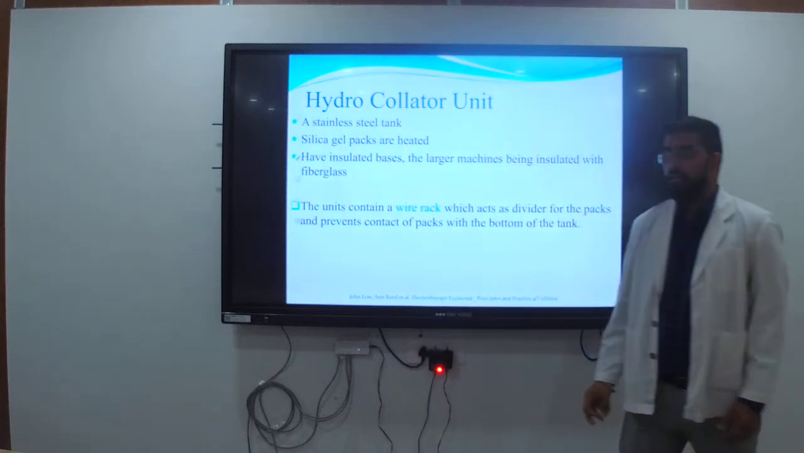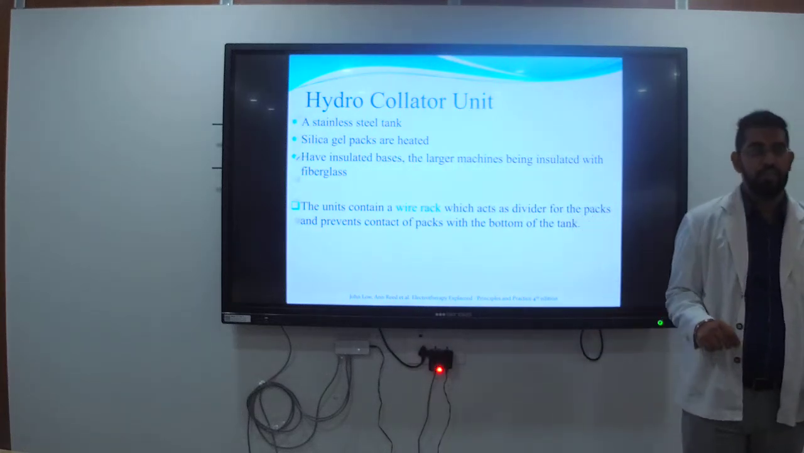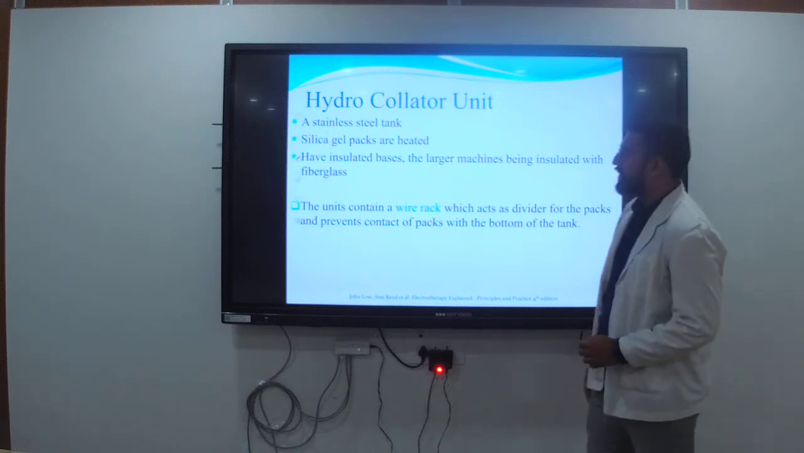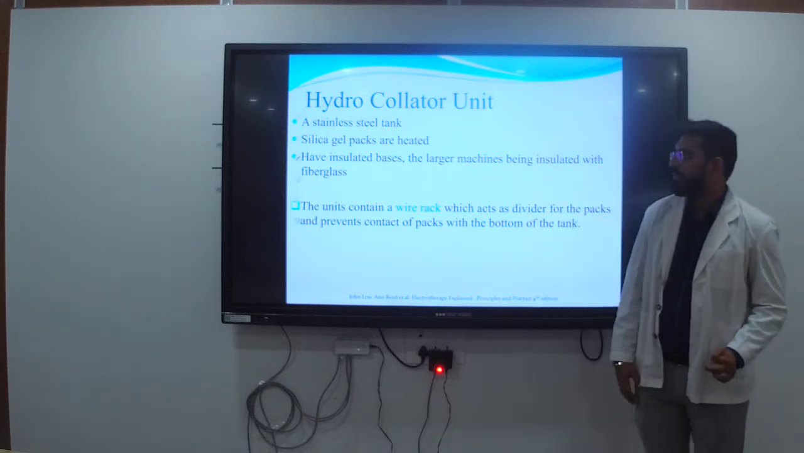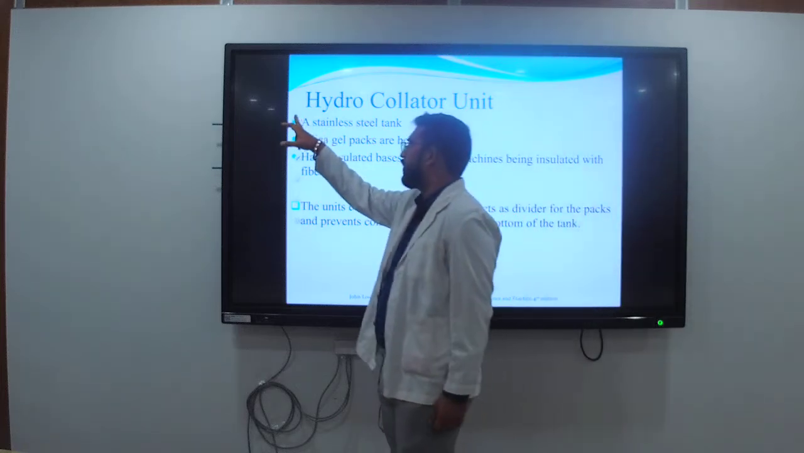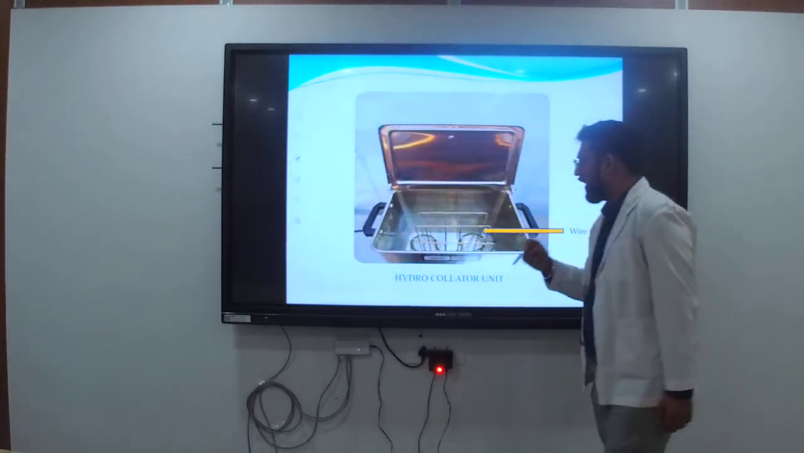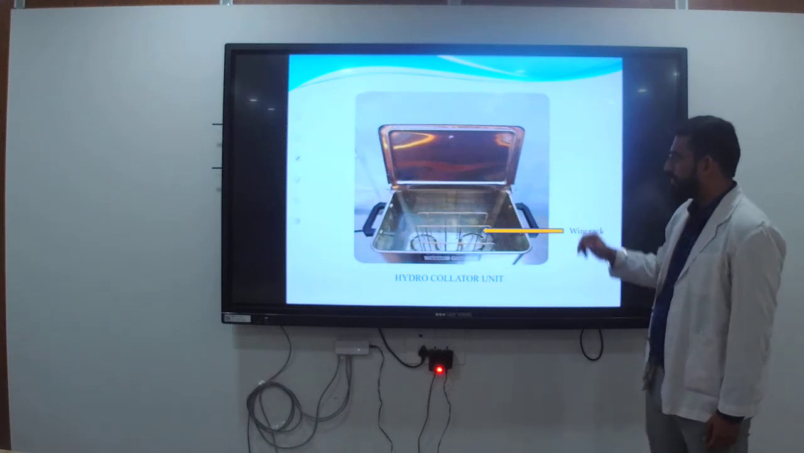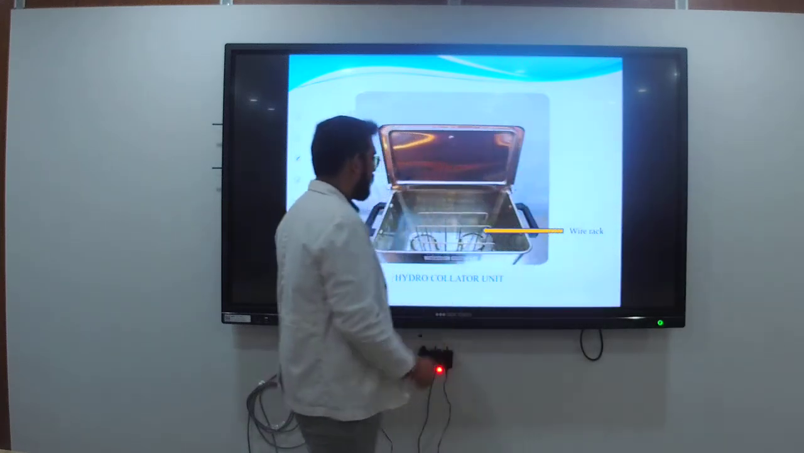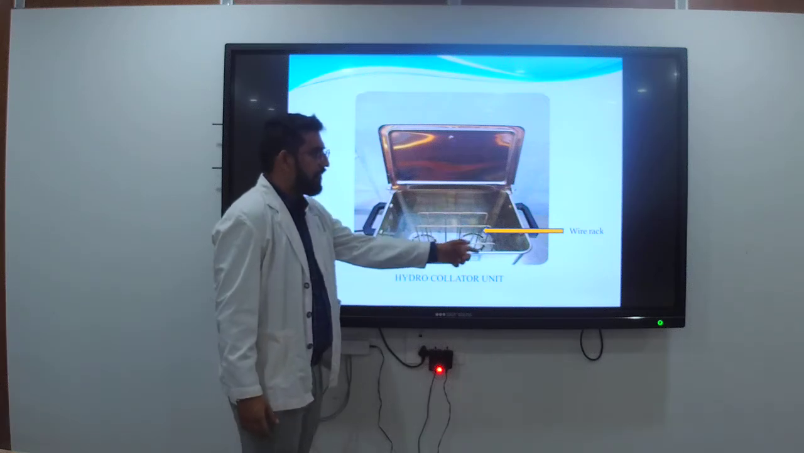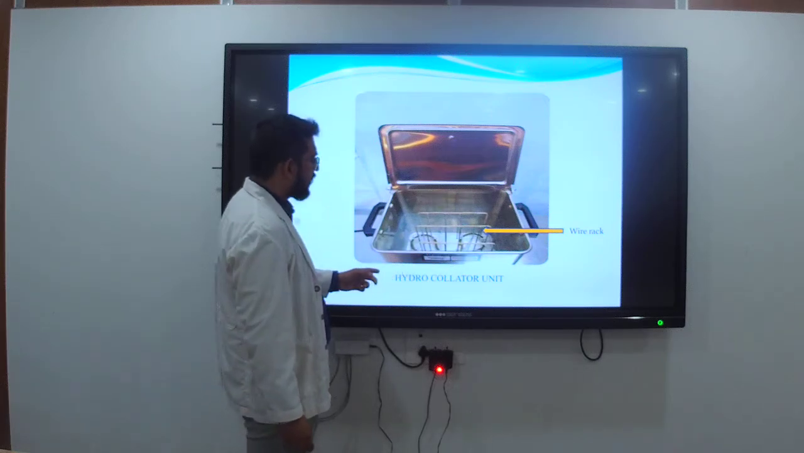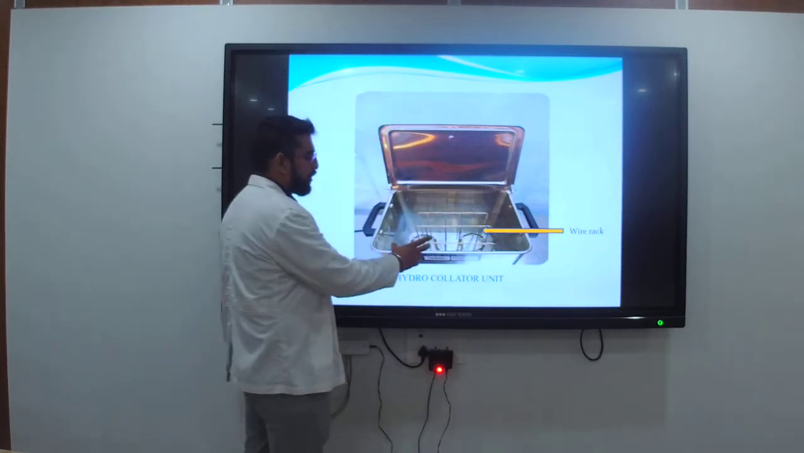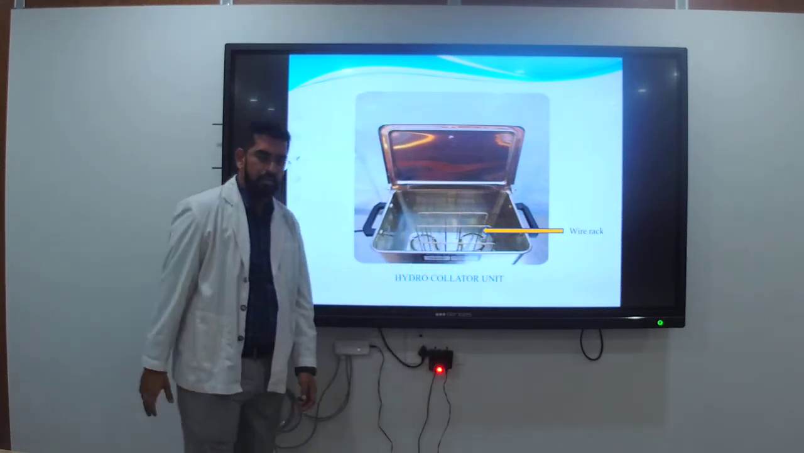Now, it is all about a unit which stores your hot moist packs. How does this unit look like? It is a stainless steel tank. Now, I have a picture of it. This is a hydrocollator unit. It is of stainless steel. It has racks. It has coils which help in heating of the water. These are the wire racks.